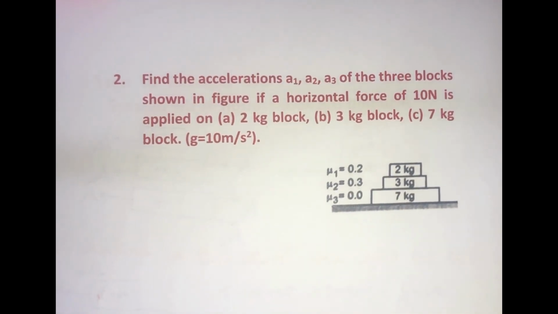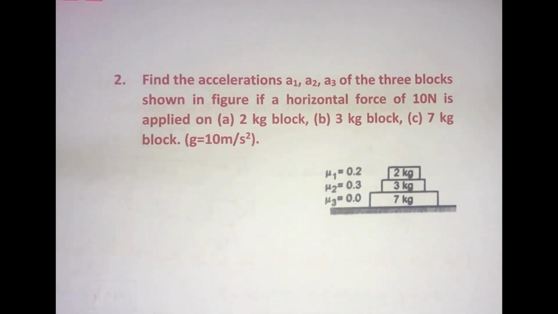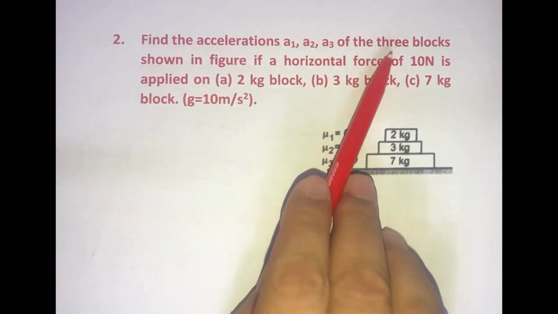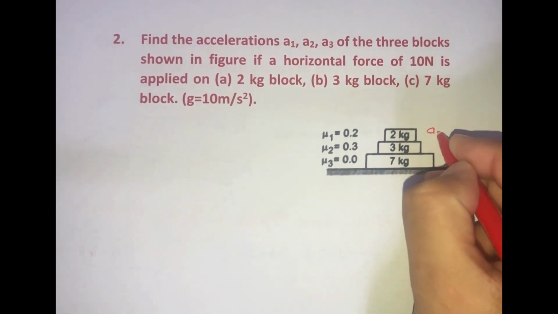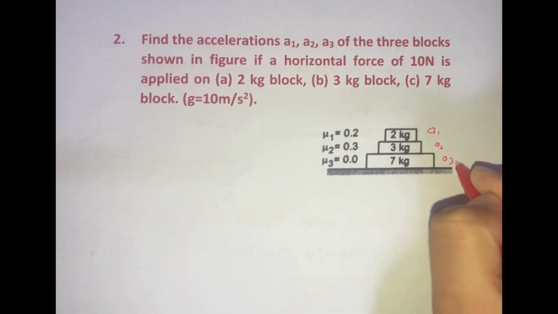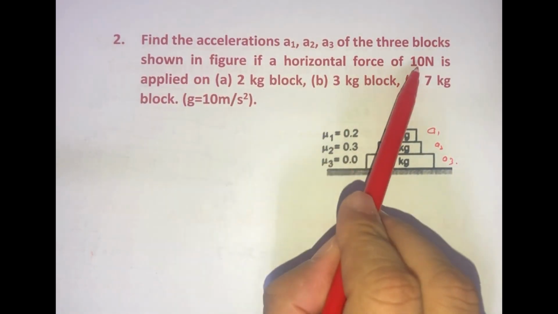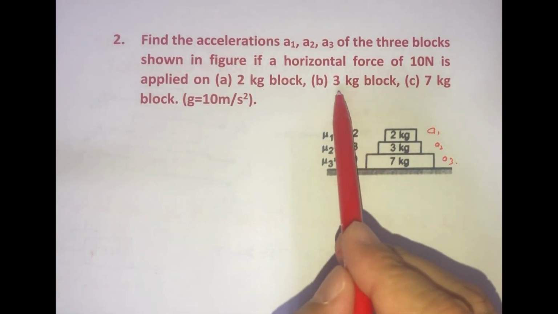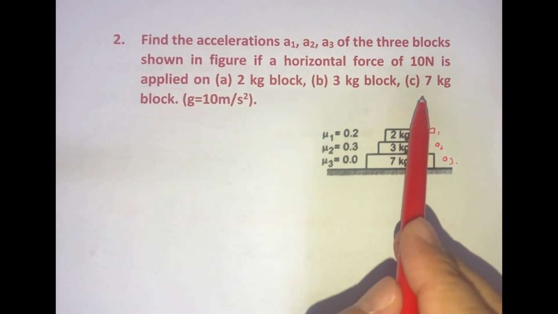The second question, this is also a 3 block system, and it is given that there are... find the acceleration A1, A2 and A3 of the 3 blocks. So this is A1, this is A2 and this is A3. If the horizontal force of 10 Newton is applied, first it is being applied on the 2 kg block, then in B part it is on the 3 kg block, and then in C part it is on the 7 kg block.